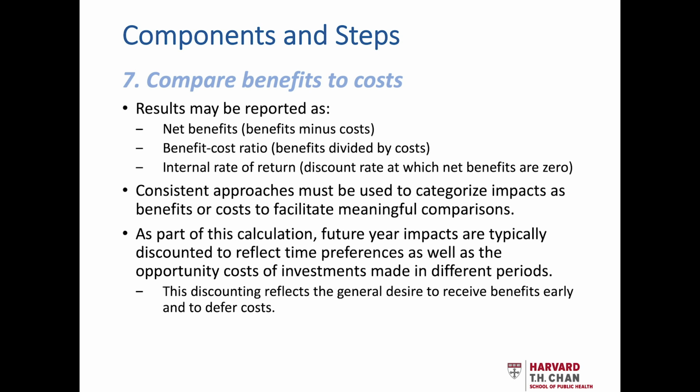The reason is that net benefits are much more sensitive to the scale or the size of the project. There's some examples of this in the guidelines. And the benefit cost ratio or the internal rate of return may change if the project gets larger or smaller. As I said earlier, we need to use consistent approaches to categorize impacts as benefits or costs.